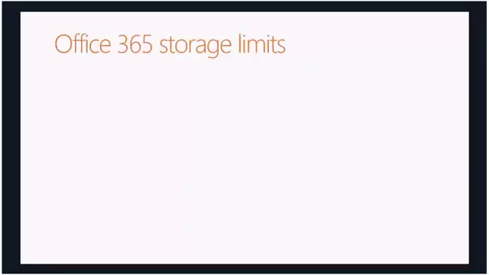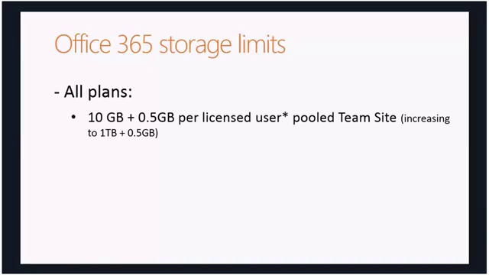Okay, so there are some limitations when it comes to the storage capacity in Office 365. All plans provide you with, at the moment, 10 gigs of pooled storage plus half a gig per user. So if you have 10 licensed SharePoint users, you will have an extra 5 gigabytes of pooled storage to allocate amongst your team sites. Microsoft has committed to raising this initial 10 gig starting point to 1 terabyte in the very near future. So this means that team sites will automatically upgrade to a pooled storage that will start at 10 gigabytes.